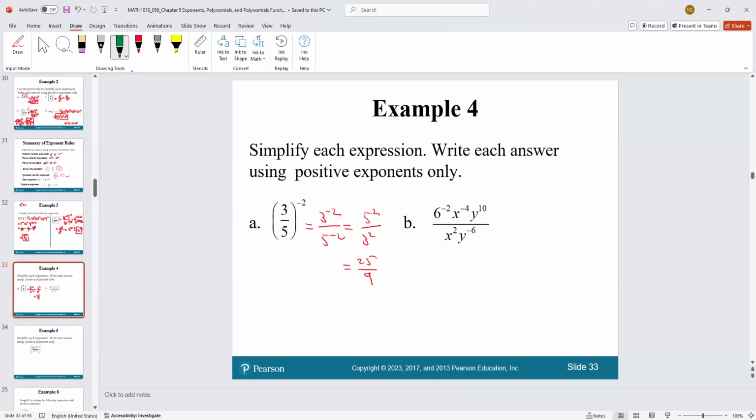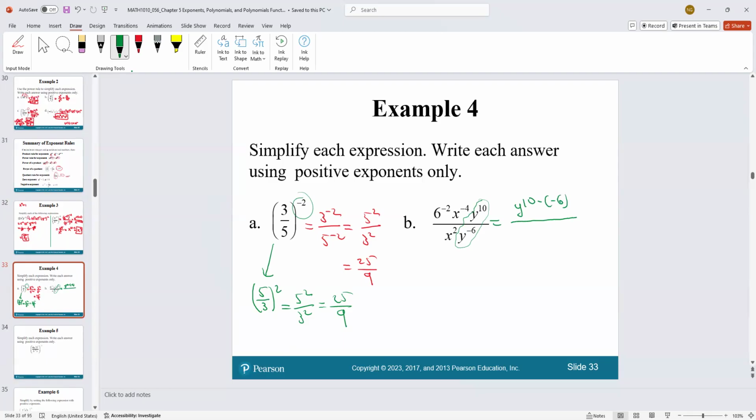Another way you could do this one also, once you see the exponent negative, you could flip the inside and make the exponent positive. You see, it's still the same thing. 5 power 2 over 3 power 2 is 25 over 9. Now, for this one, all we need to do is to make sure we bring every term to the right place. As I see these two, I can keep y power 10 minus -6 on the top.